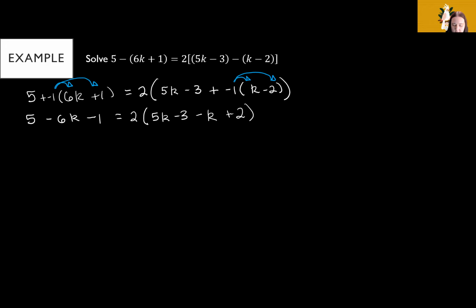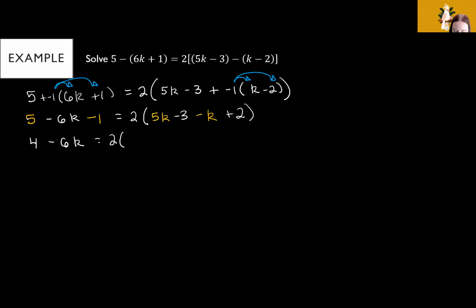-1 times -2 is a positive 2. So now next we're simplifying. On the left side, when we're simplifying, we can add our like terms, 5 minus 1. So 5 minus 1 is 4. So I have 4 minus 6k. Now on the right, we're simplifying in the parentheses. So I've got a 5k minus k that I can simplify.